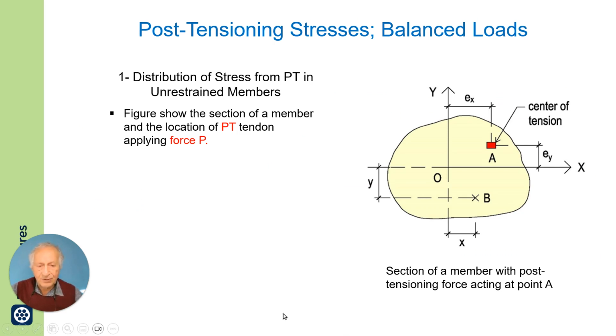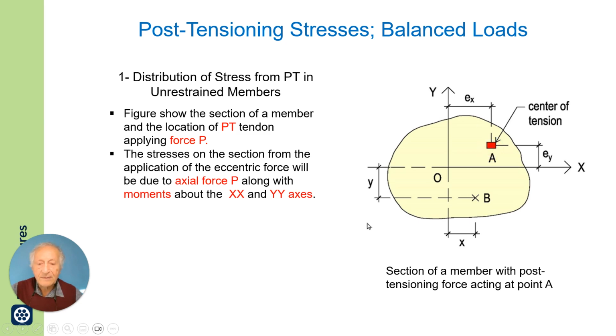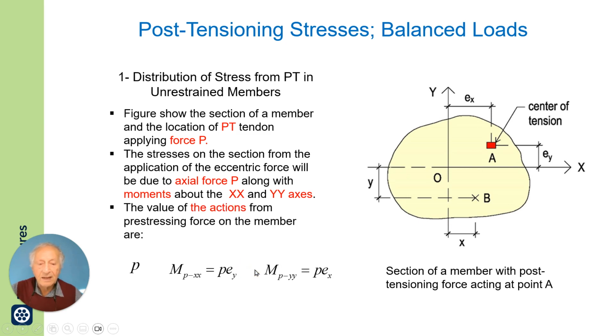If you have a section and a force is acting at the location shown, whether it is from post-tensioning or otherwise, there will be bending moment about the two axes X and Y, and at any point, say B, the distribution of actions will be an axial force and a bending moment about one of the axes and a bending moment about the other axis. This is no different from a section having a force on it.